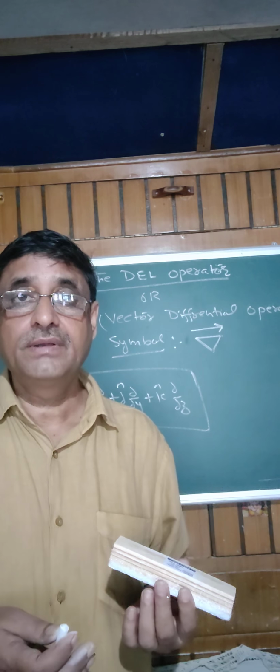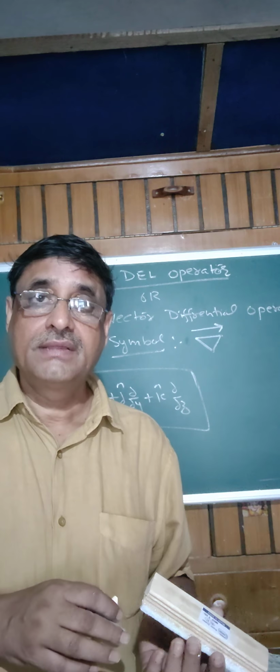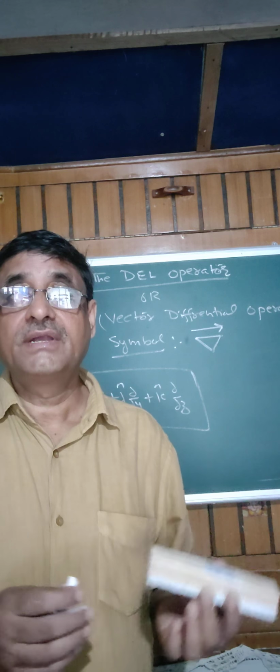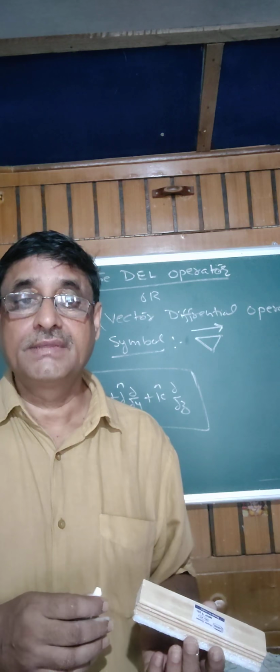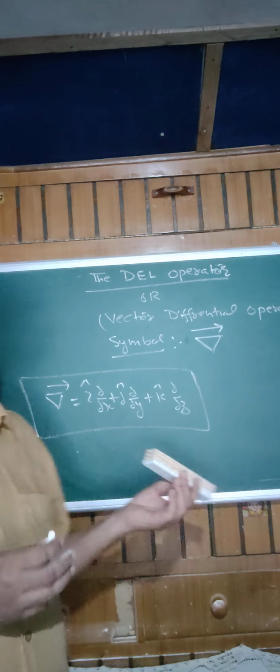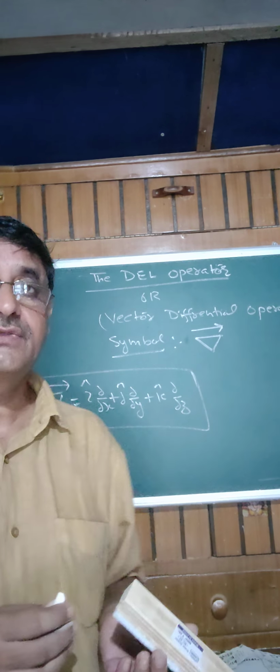Then a very important thing about this del operator. Whenever it operates upon a scalar quantity, then the resulting quantity we get is a vector quantity. We get a vector field. Whenever this del is operated upon a scalar field, then it gives rise to a vector field. This is a very important statement.